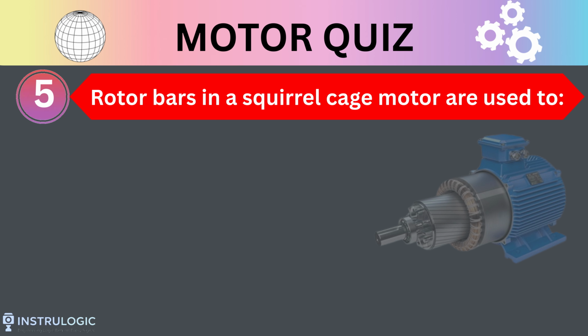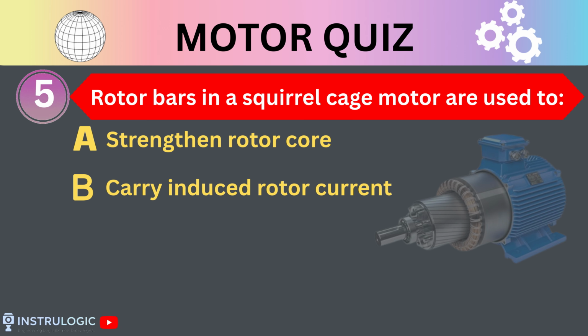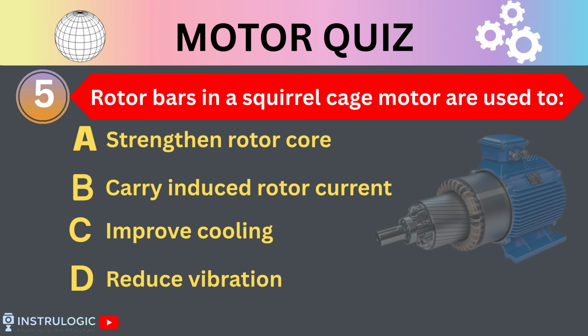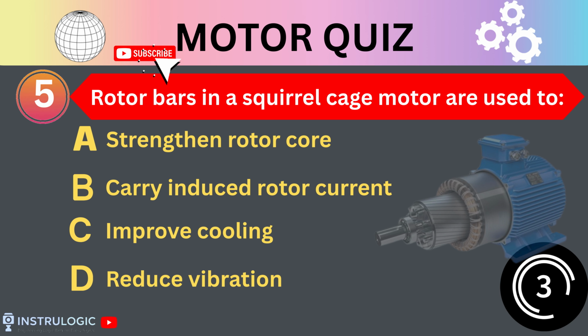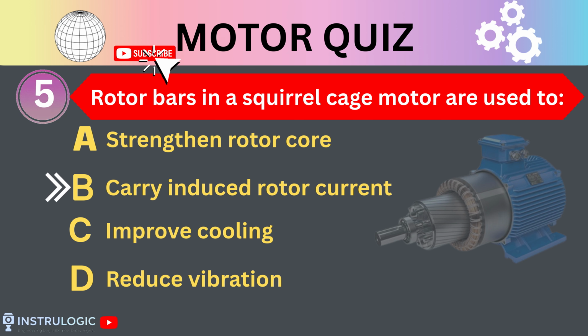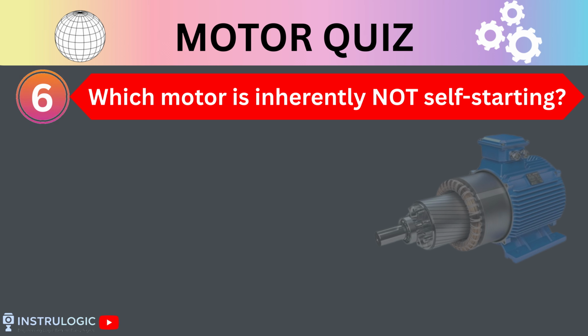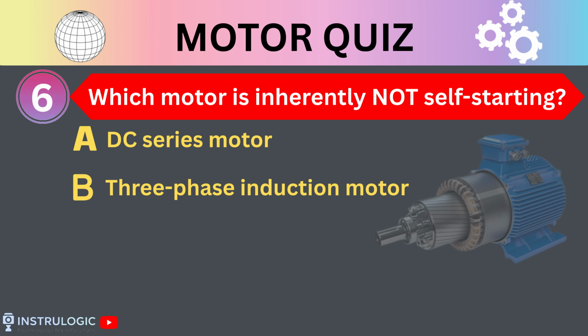Question number 5. Rotor bars in a squirrel cage motor are used to. Question number 6. Which motor is inherently not self-starting?